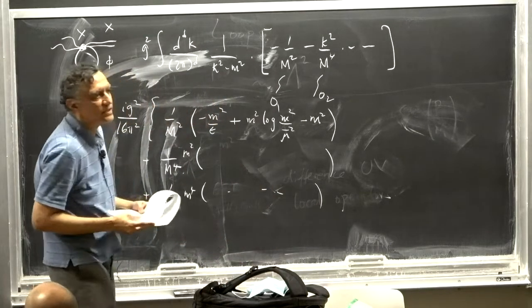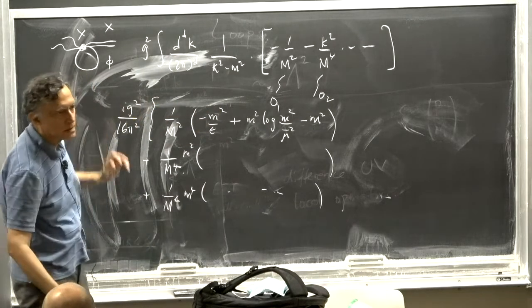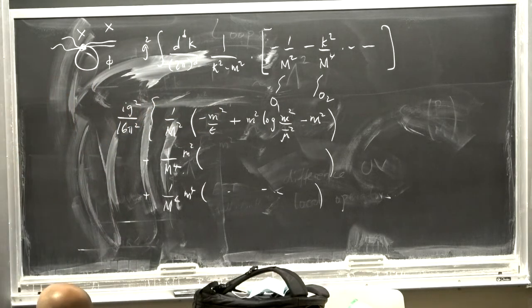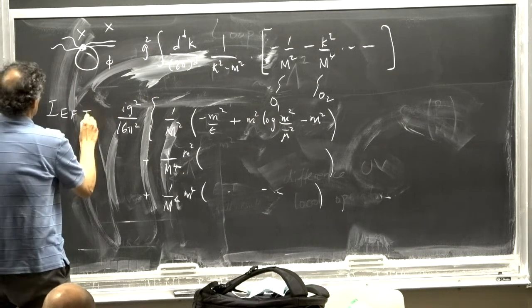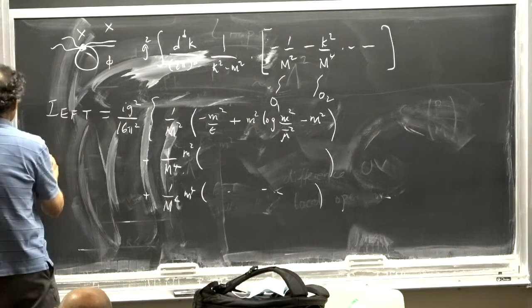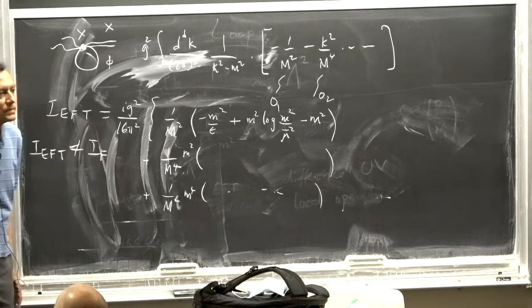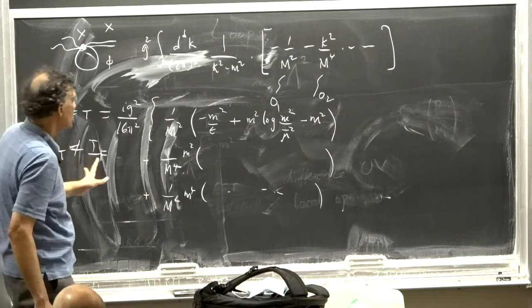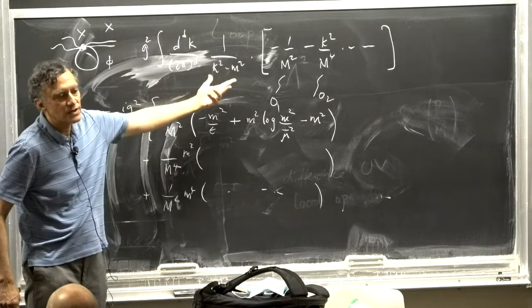OK, as I said, these integrals are sufficiently simple that you can just do them all, just using the same standard dim reg formula. And the main, OK, so I'm going to call this I_EFT. And the main point is that I_EFT is simply not equal to the full theory result. OK? And so doing the expansion changes the result.